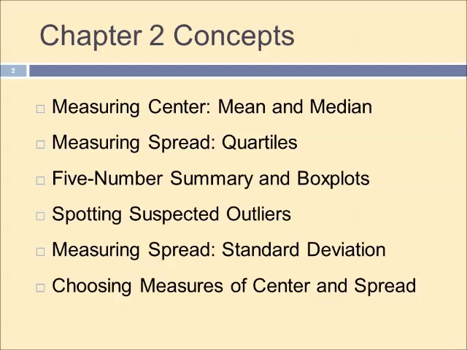Chapter 2, the concepts we'll be covering: mean and median, measuring spread, quartiles, 5-number summary and box plots, spotting suspected outliers, measuring spread using standard deviation, and choosing between measures of center and spread.